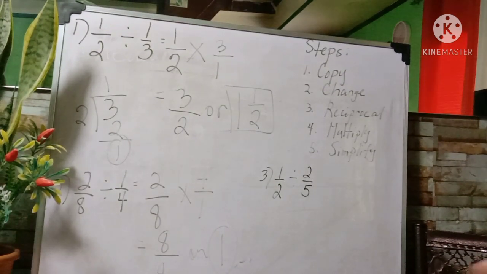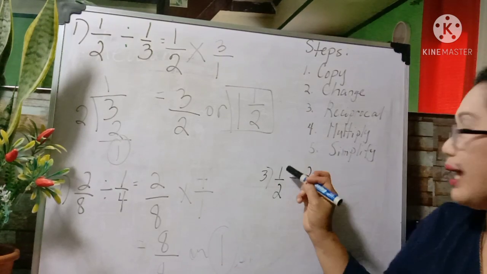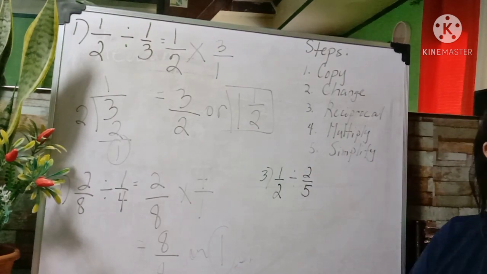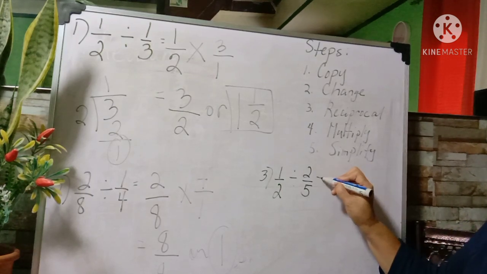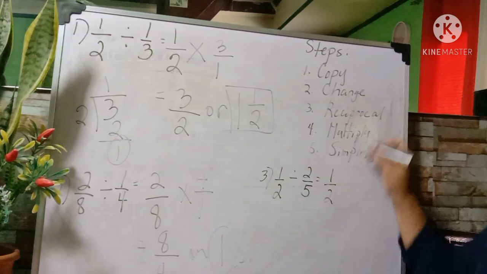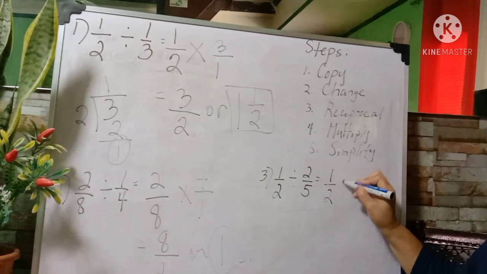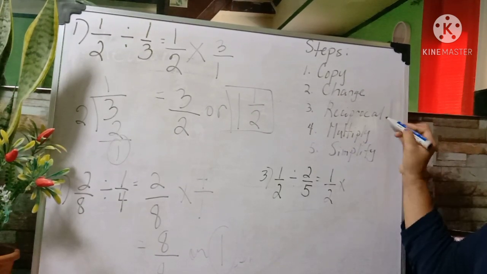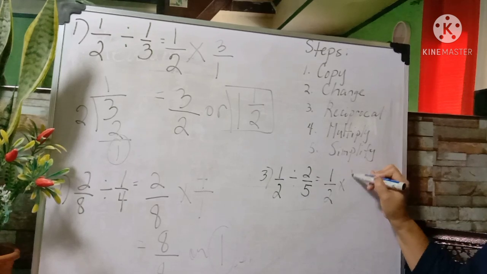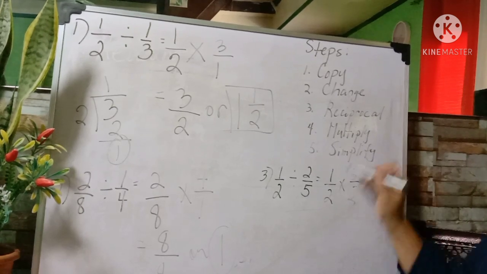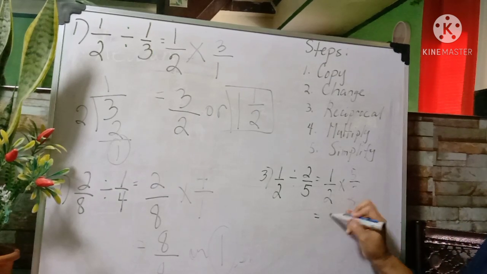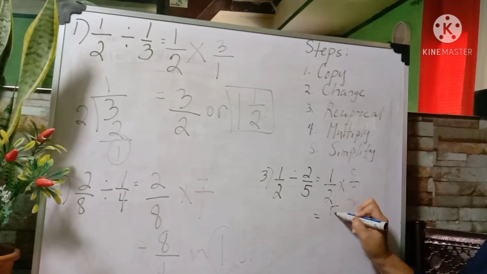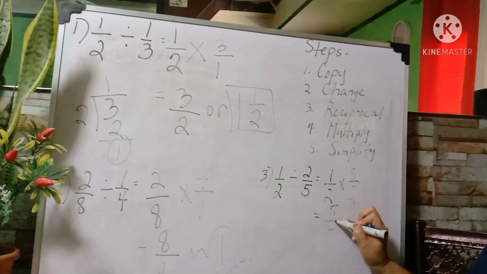Okay, so for example, number 3, guys, we have 1 half divided by 2 fifths. Okay, so again, copy. It's 1 half. Change. Division, magiging times. Reciprocal, babaliktarin mo po, magiging 5 over 2. And then we need to multiply. 1 times 5 will give you 5. And then 2 times 2 will give you 4.